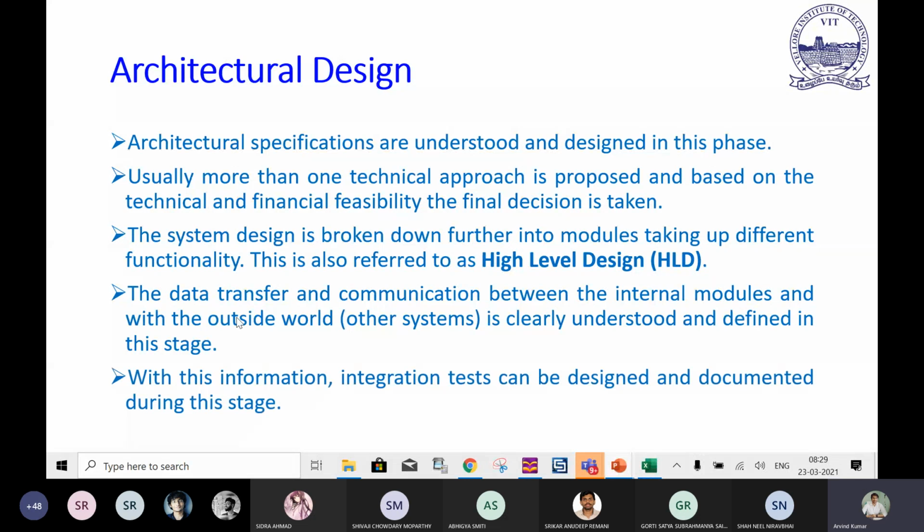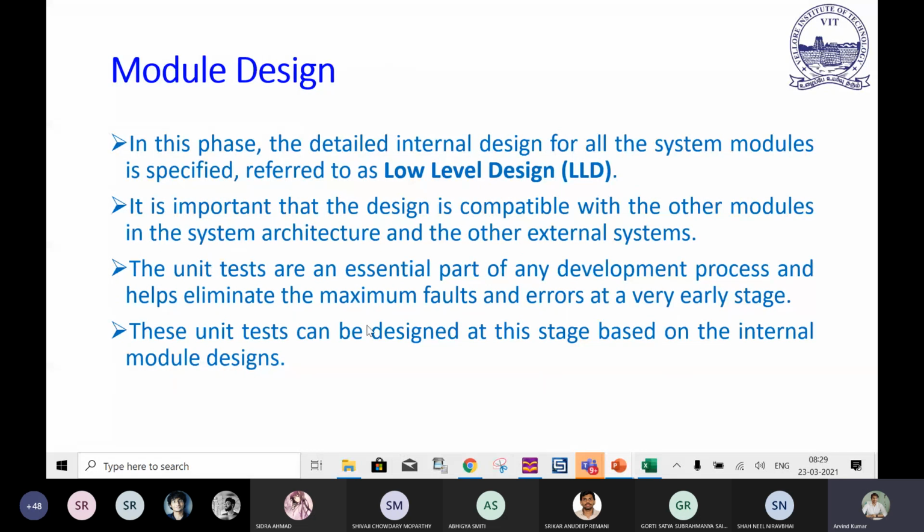And finally, the module design. In this particular phase, detailed internal design of all system modules is specified, which is referred to as low level design. It is important that the design is compatible with the other modules so that integration would be easy, because separate teams are working. Finally, you have to integrate the modules.